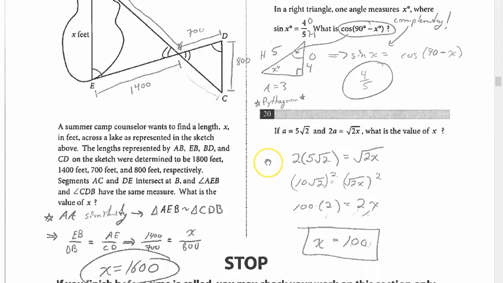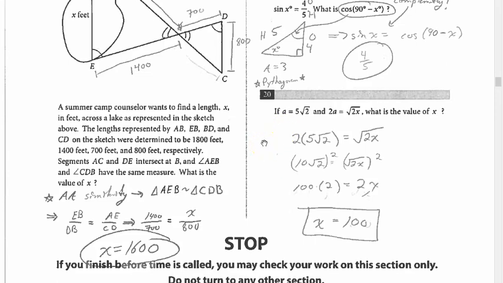Our last question from the first section, so again, 1 through 20 is just representing one of these tests. I have, if a is equal to 5 root 2, and 2a is equal to the square root of 2x, what is the value of x?